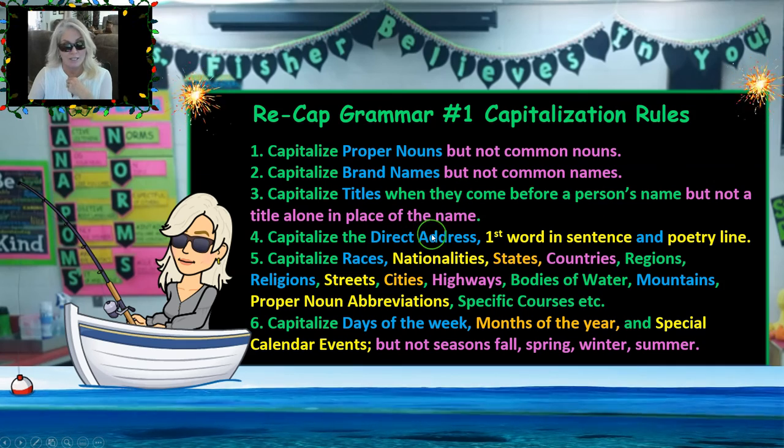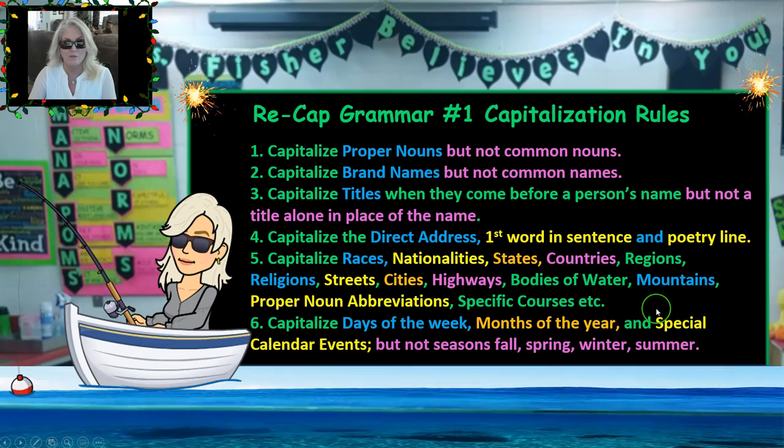You capitalize direct addresses, the first word in every sentence, and every line of poetry, days of the week, months of the year, special calendar events, but we do not capitalize spring, winter, summer, or fall.